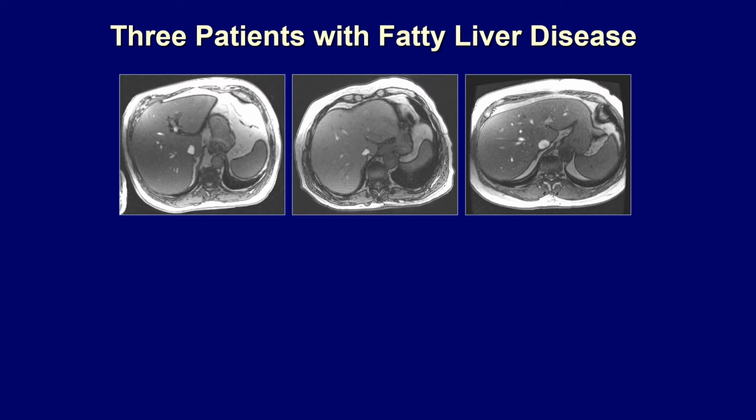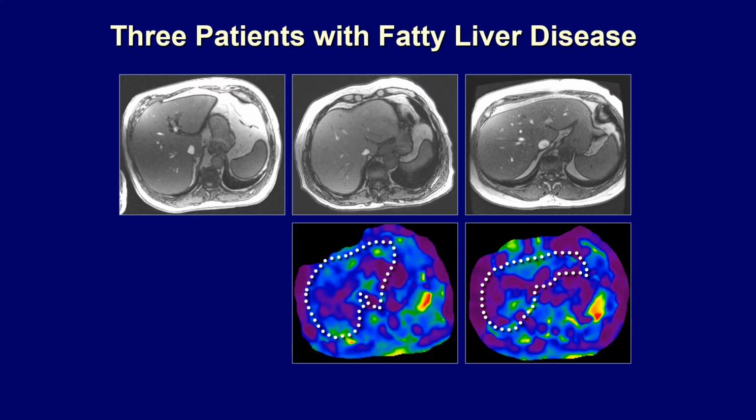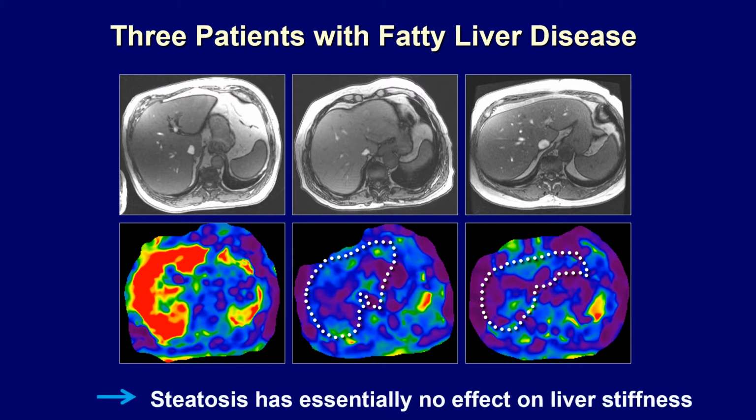Well, all of these livers have normal anatomic appearance, but that doesn't rule out the presence of fibrosis. This patient has normal liver stiffness and therefore no fibrosis. This patient is also normal. Yet this patient with normal anatomy has extremely high liver stiffness consistent with cirrhosis. So we have learned that some patients with advanced end-stage liver disease can have surprisingly normal anatomy. We've also learned that elevated liver fat alone has essentially no effect on liver stiffness.